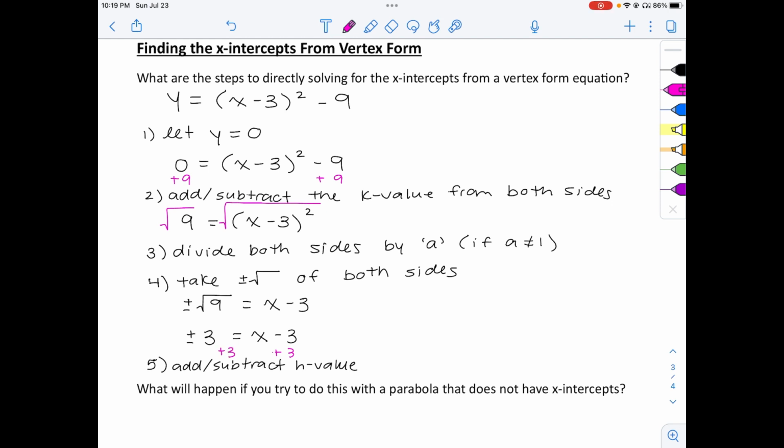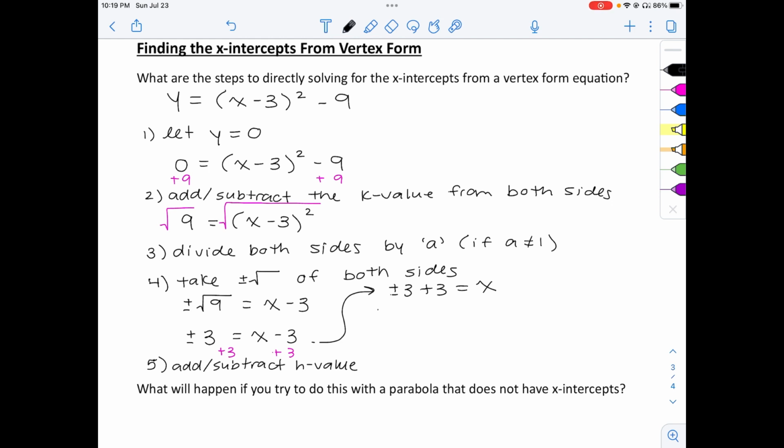The important thing to remember, though, is the way you're going to write this is like this: plus or minus 3 plus 3 equals x. Don't add it to this number and say, oh, this is plus or minus 6, because that's not true. I'll show you why.